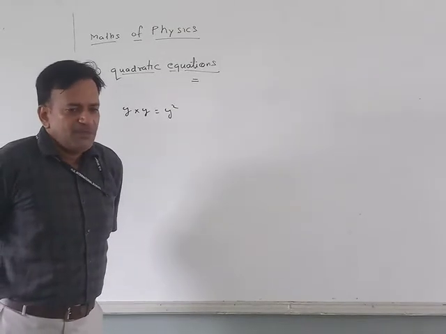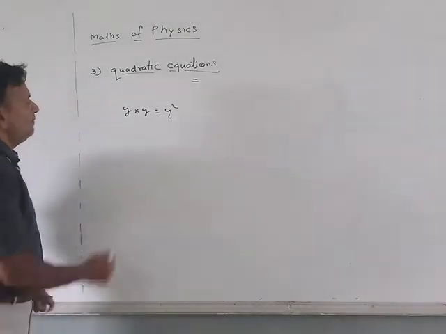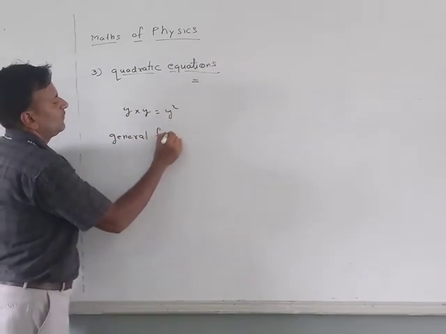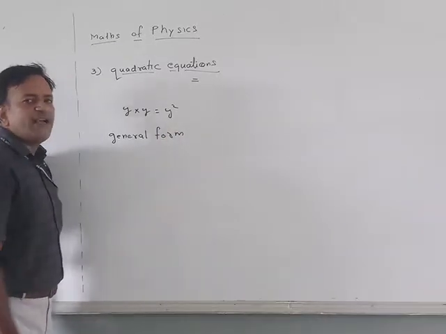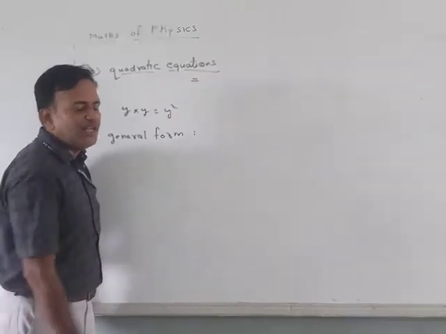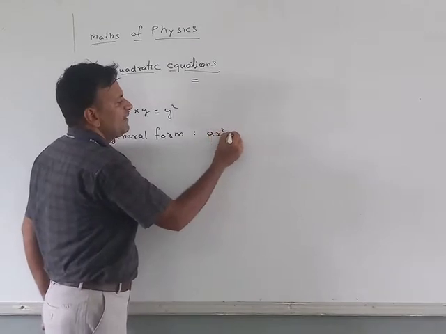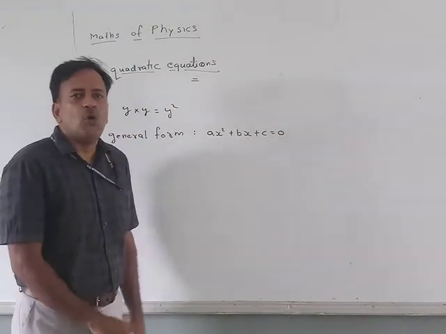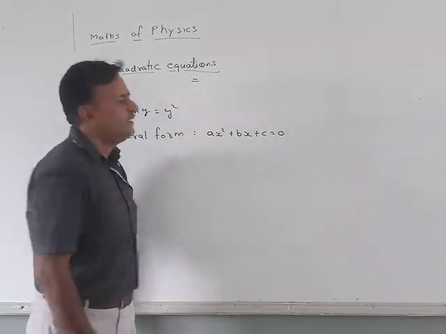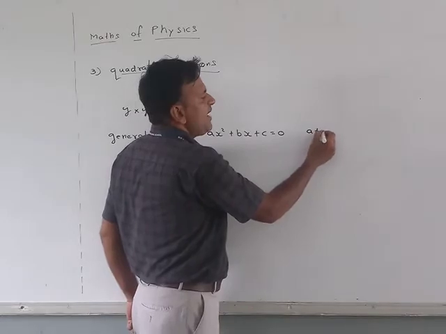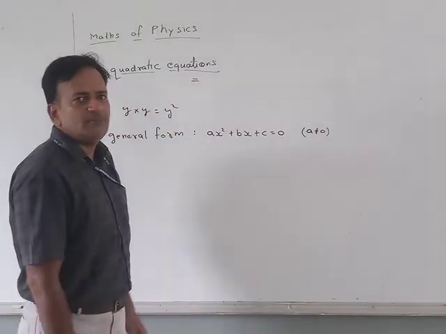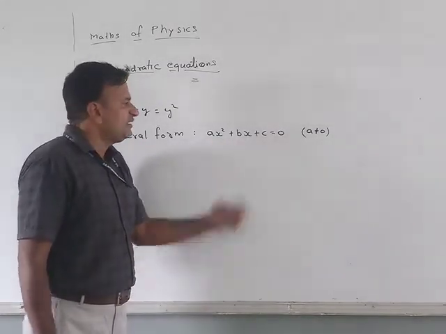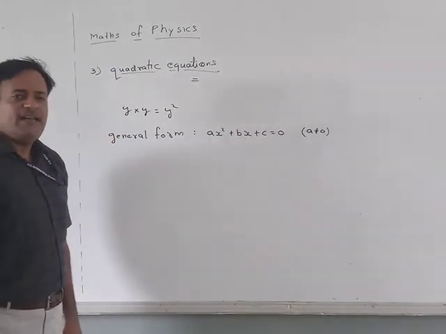Now, what is the most general form? The general form of quadratic equation we have learned is ax square plus bx plus c is equal to 0. And there is a condition in this that a must not be equal to 0. The coefficient of x square must not be equal to 0. This is the general form of quadratic equation.